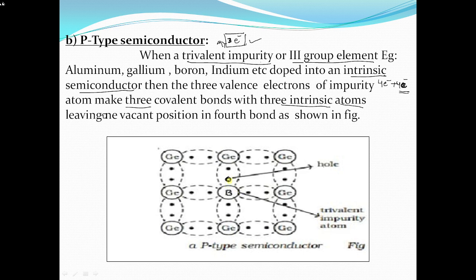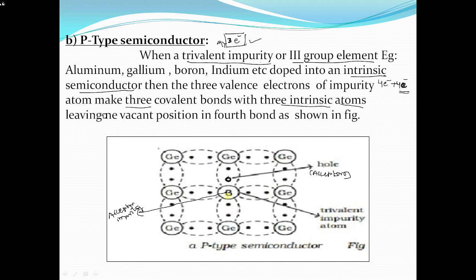So this hole is ready to accept electrons. These holes are ready to accept electrons. That's why these are called acceptors. What are these called? Acceptors. And this impurity we call acceptor impurity.